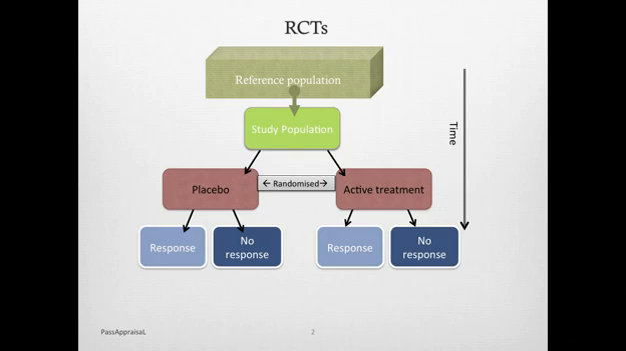What you see here is called a two-arm parallel RCT, as there are only two treatment arms, active and placebo, and the two arms receive the respective interventions in parallel without any intermixing between the arms. That is, if somebody is destined to receive placebo, they will only receive placebo, and if they are allocated to the active treatment arm, they'll only receive active treatment.